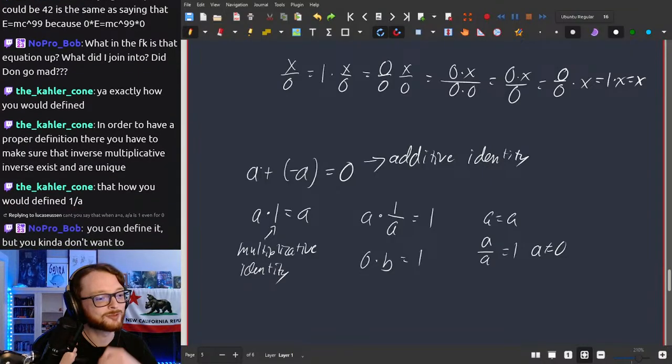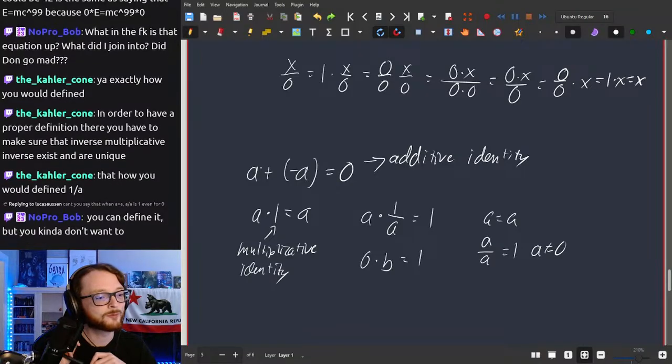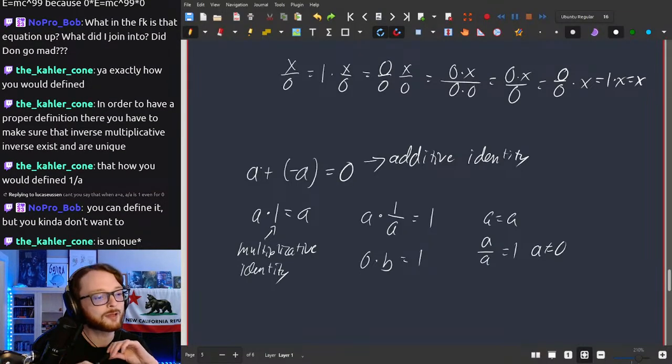To have a proper definition, you have to make sure that the multiplicative inverses exist and are unique.